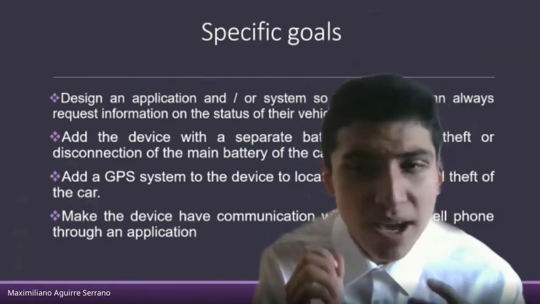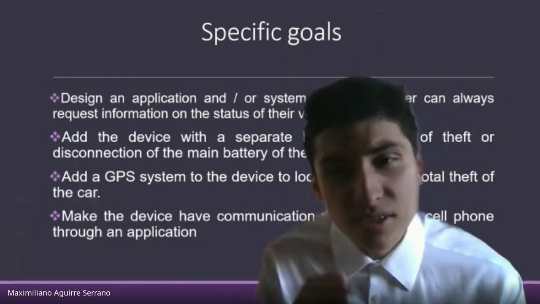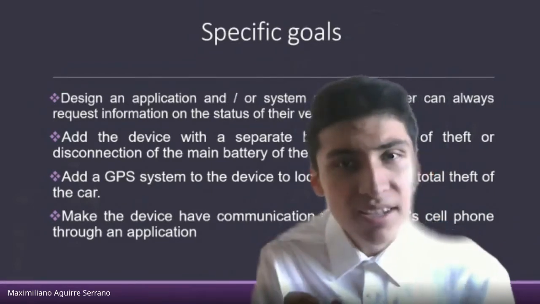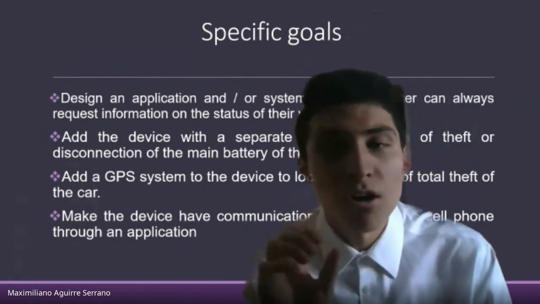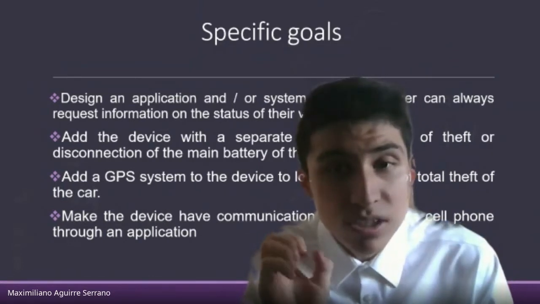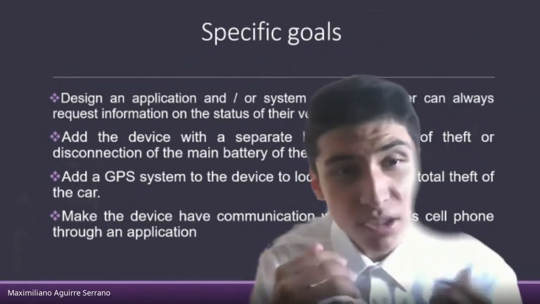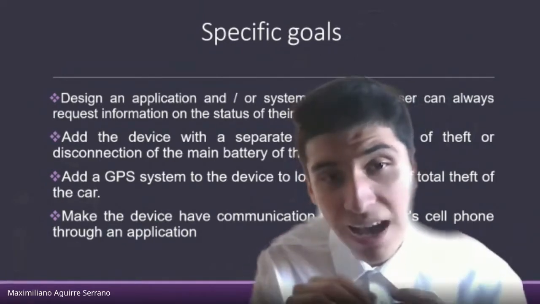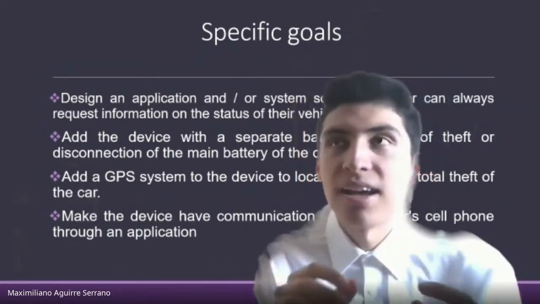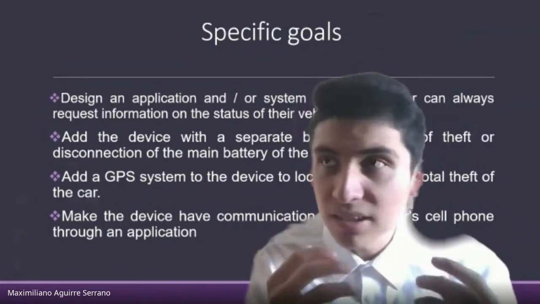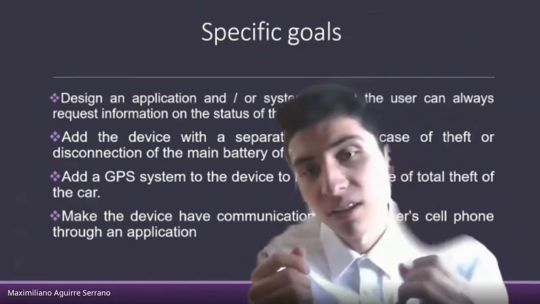The next point, add to the device a separate battery in case of death or disconnection of the main battery of the car. We use this in case a thief opens the hood and disconnects the battery from the car.